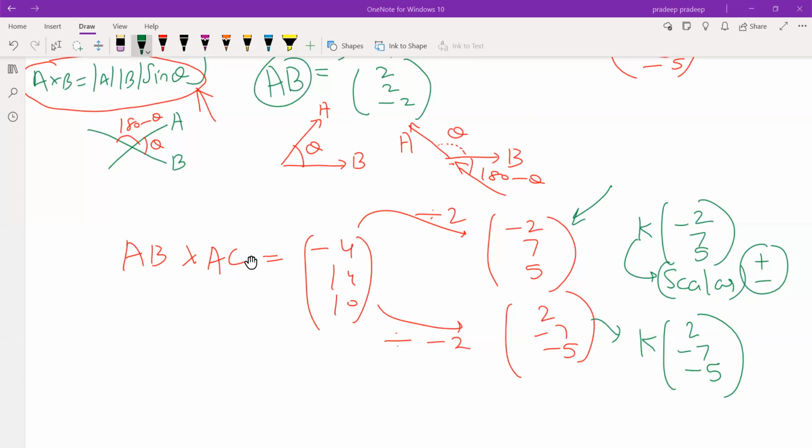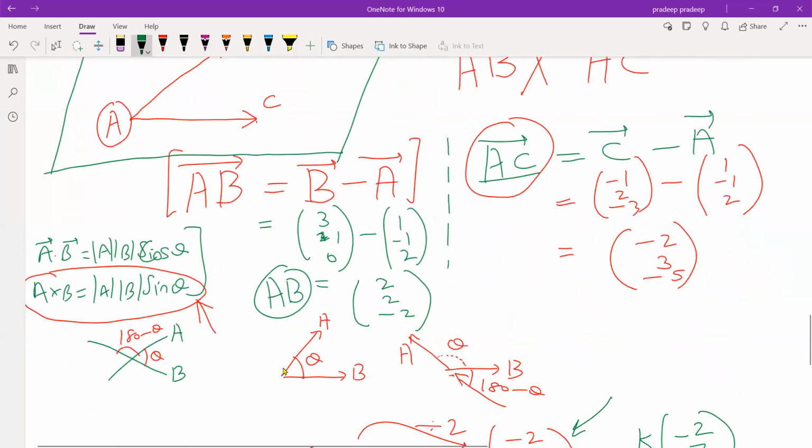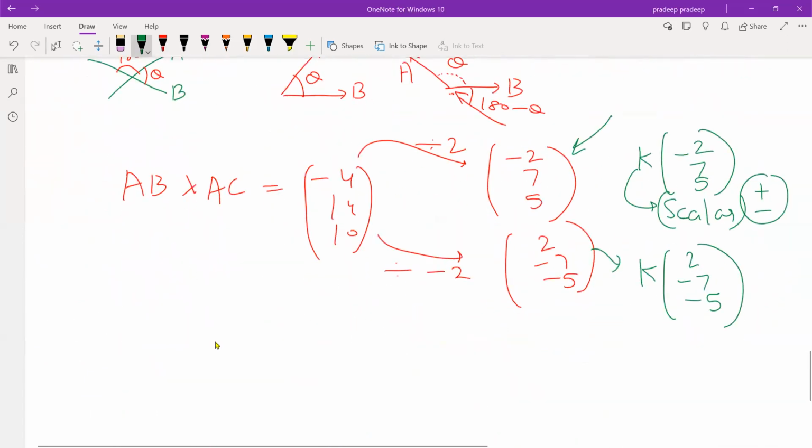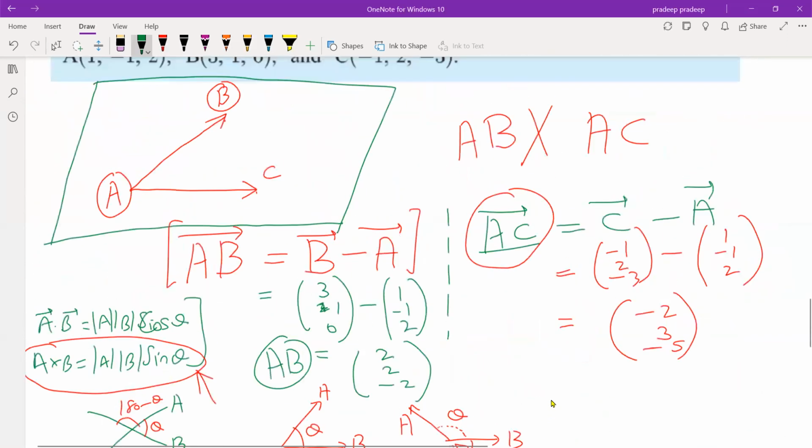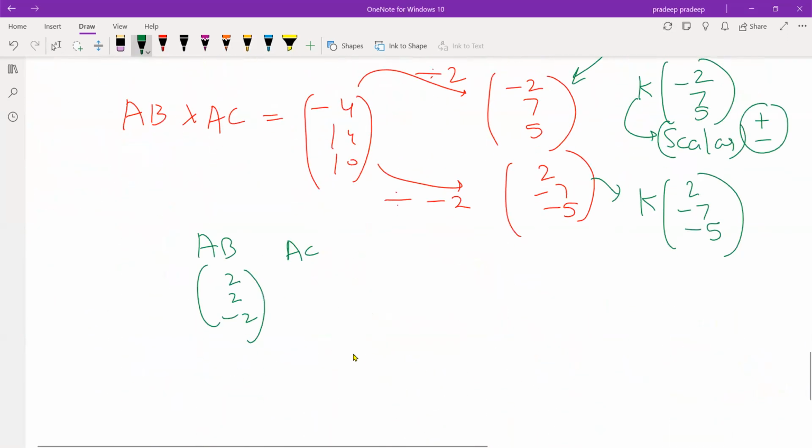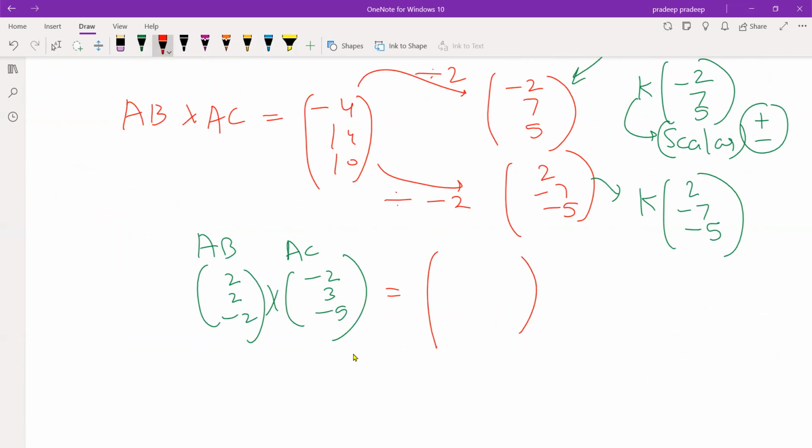So AB, let me just write down the whole thing again. So what was AB? AB was 2, 2, and -2. And what was AC again? AC was -2, 3, and -5. So Sheldon, just see what I'm doing here. If I'm multiplying with the cross product, first focus on the x component. So ignore the x components in the original two vectors. So we cross multiply the other numbers.